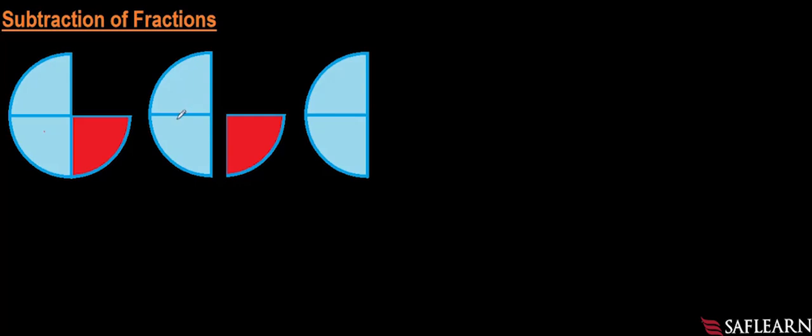In this video, I'm going to show you how to subtract one fraction from another. Now, let's consider 3/4 of a circle. If you divide a circle into 4 equal parts, each part is called 1/4. So 3 parts put together will be 3/4. So this is 3/4 of a circle.